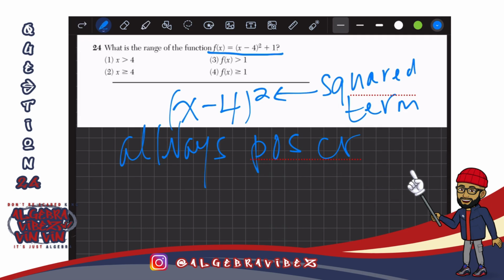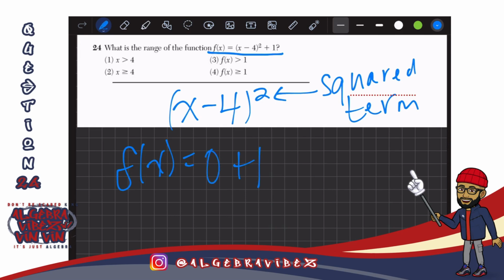Again, the term x minus 4 squared is a squared term, which means it will always be positive or 0 because squaring a real number cannot give a negative result. So the smallest value of x minus 4 squared is 0, which occurs when x is equal to 4. When that happens, the whole function simplifies to f of x is equal to 0 plus 1, which is equal to 1. Since we know that x minus 4 squared is never negative, the function f of x is always going to be 1 or more no matter what x is, so 1 or more.